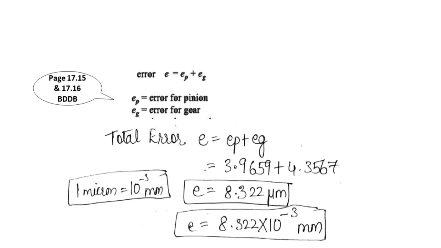Next, I am going to calculate EP plus EG. Whatever EP and EG values I have found out, that will be in micron meters. I have to convert it into mm. 1 mm is 1000 microns, so 1 micron is 10 raised to minus 3. So the answer will be 8.322 into 10 raised to minus 3 mm.